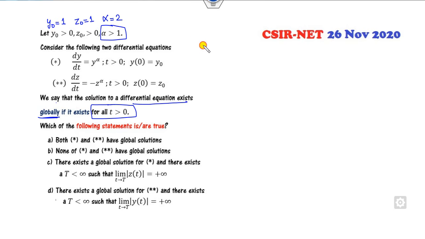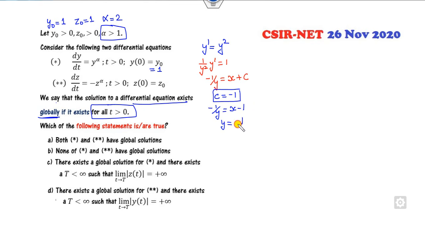So the first differential equation becomes y dash is y square, this value is 1, fine. Now this is 1 over y square dy equals 1, so if I integrate them, 1 over y is x plus c, fine. Can you find the value of c from here? C is minus 1, so therefore minus 1 over y is x minus 1, and y is 1 over 1 minus x. Oh sorry, this is in terms of t, so y is 1 over 1 minus t.